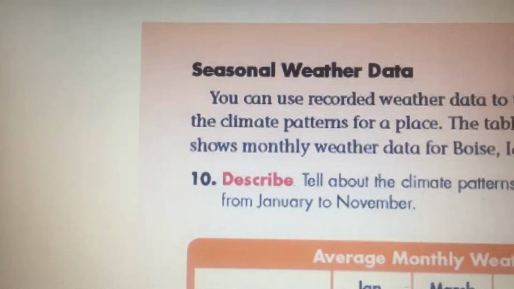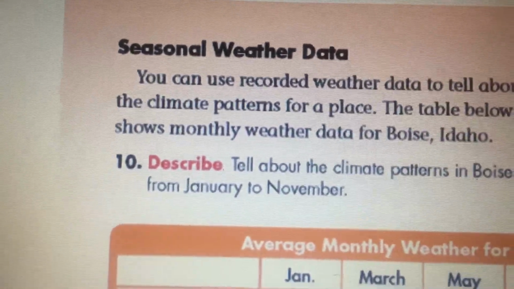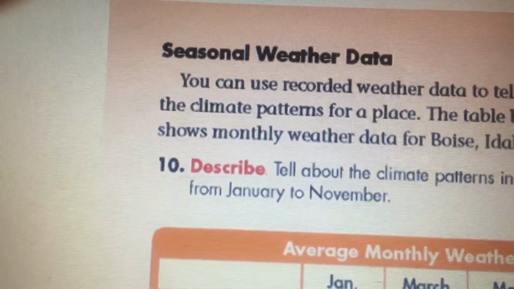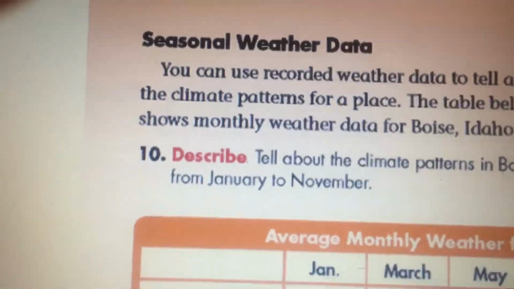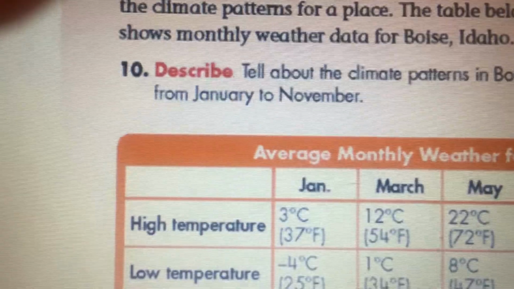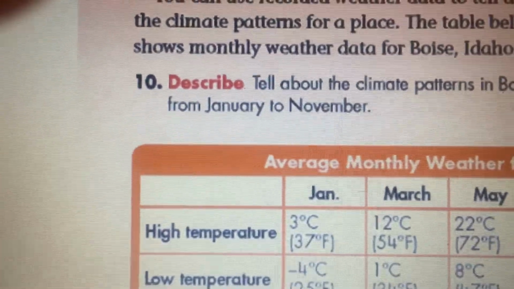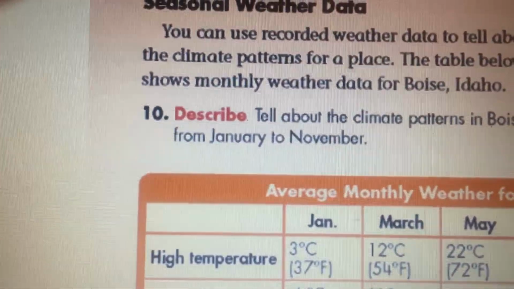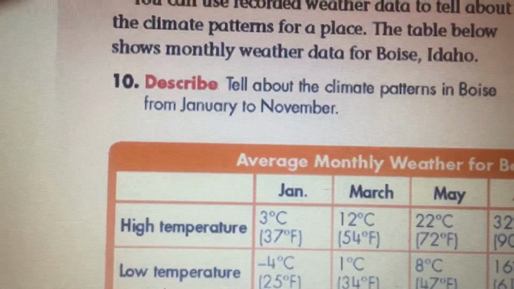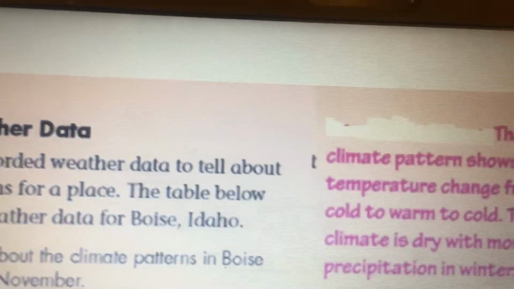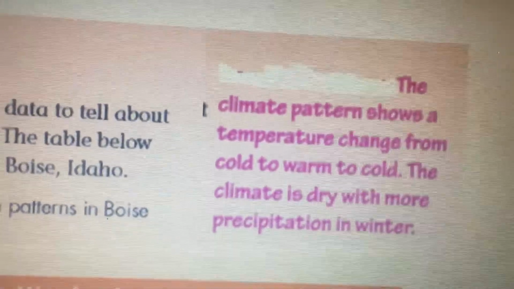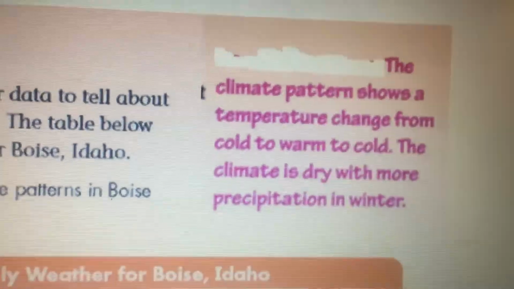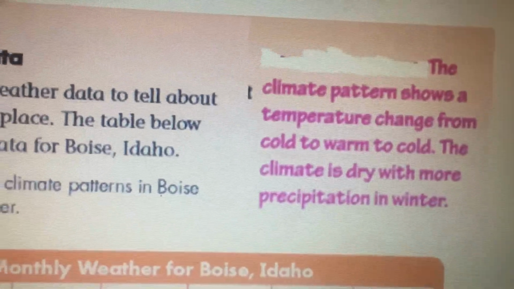Now, seasonal weather data. You can use recorded weather data to tell about the climate pattern for a place. You see this table, we recorded weather data for this place, for Boise. What does this table show us? The climate pattern shows temperature changes from cold to warm to cold. The climate is dry, with more precipitation in winter.